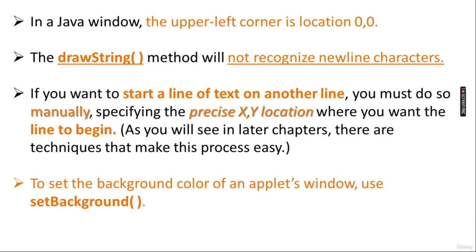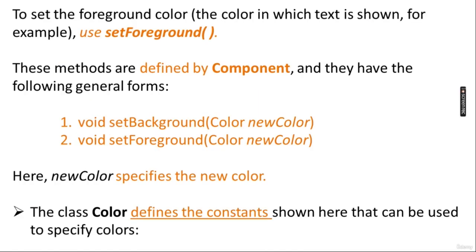To set the background color, use the setBackground method. To set the foreground color, use the setForeground method. These methods are defined by the Component class and they have the following forms: setBackground(Color newColor); setForeground(Color newColor). So you have to specify the color object, and newColor specifies the new color object.